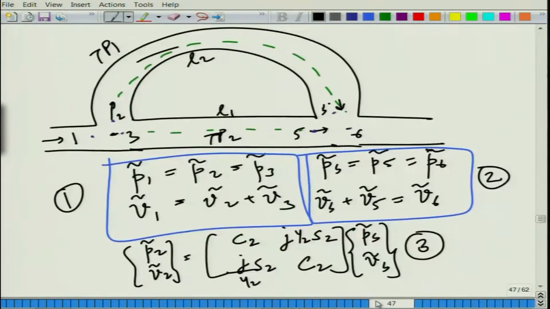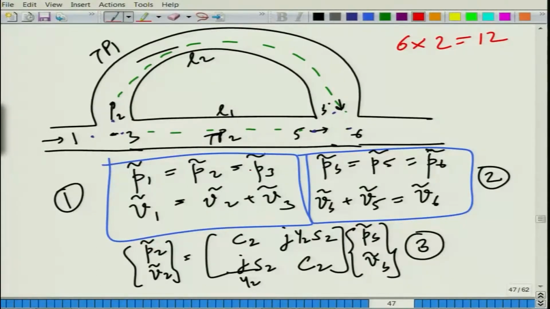Now, how many variables we have? That is given by the number of nodes we have for such a system. That is the most general analysis that I am trying to present. So, 1, 2, 3, 4, 5, 6. So, 6 into 2, 12 variables we have, including both pressure and velocity, because at each port there are 2 variables. Okay. And how many equations do we have?